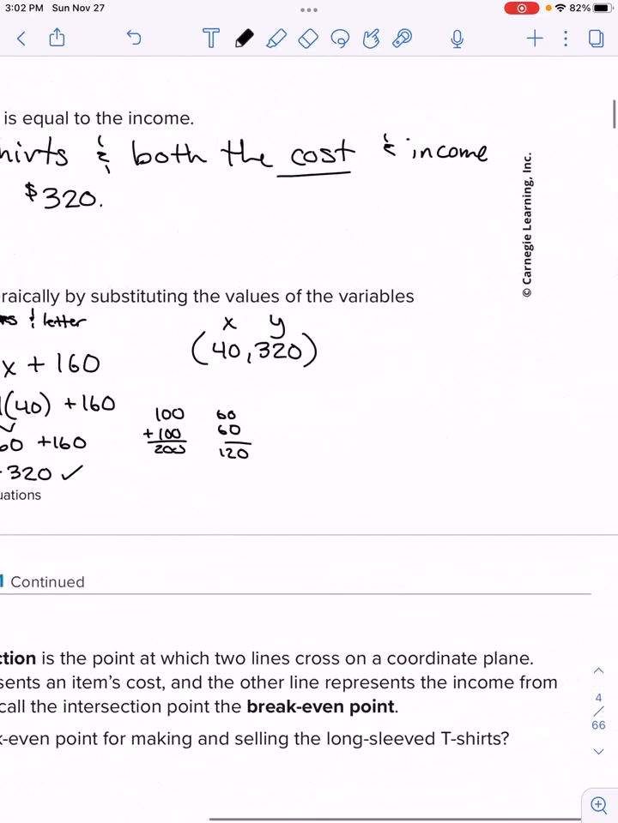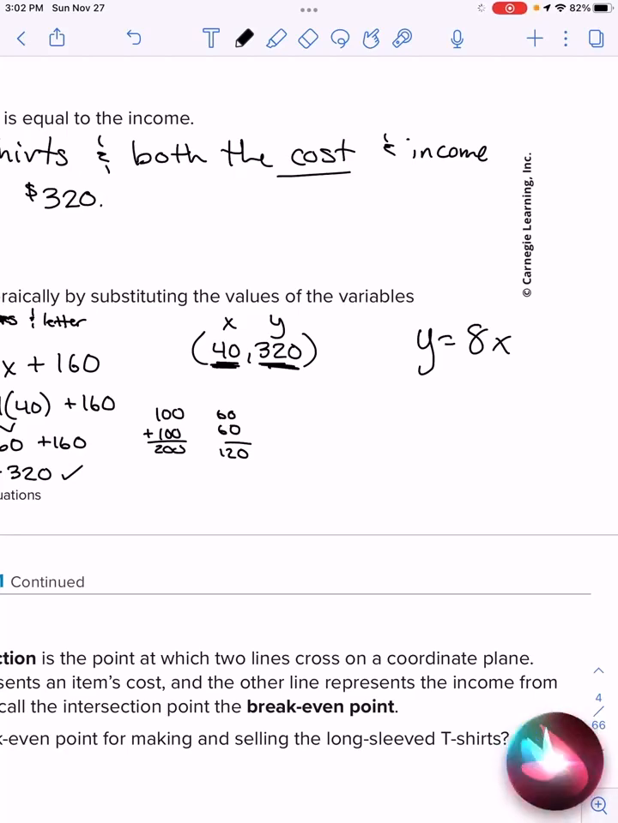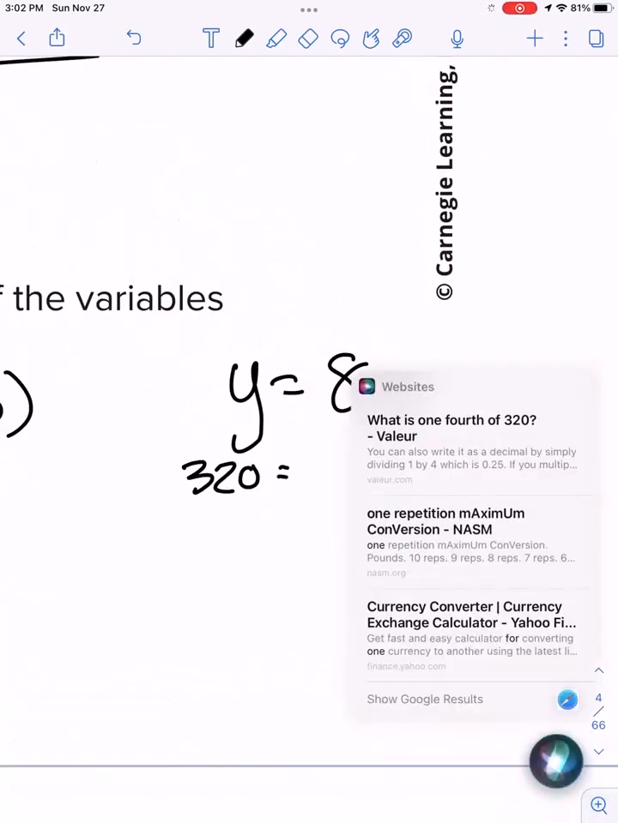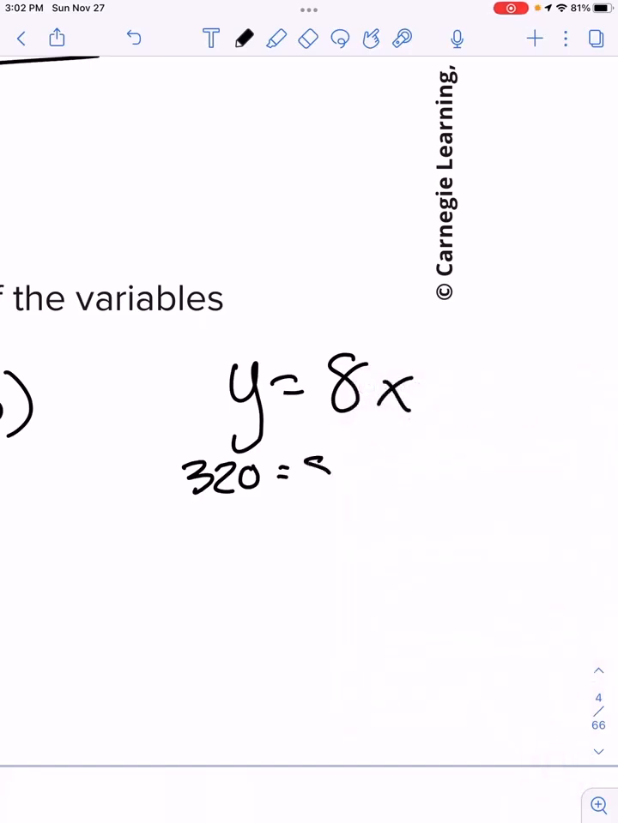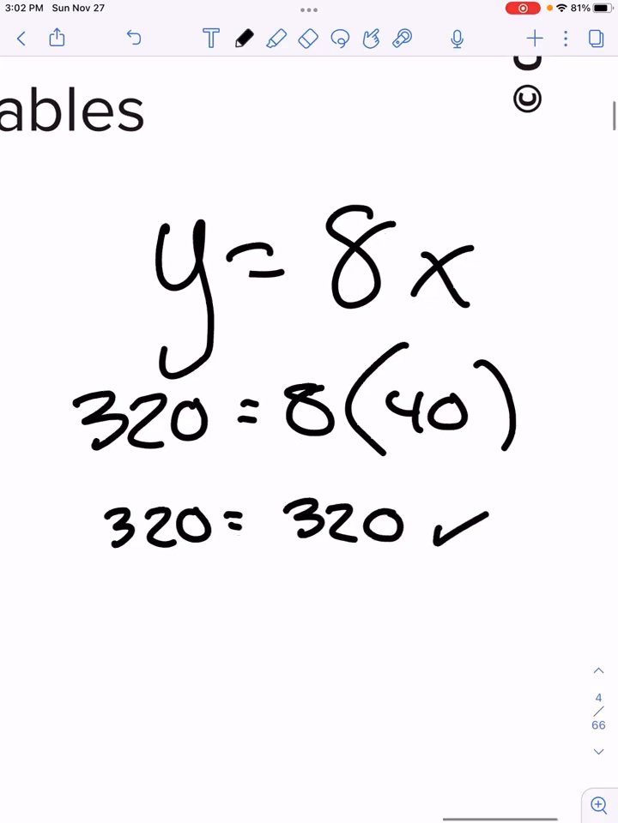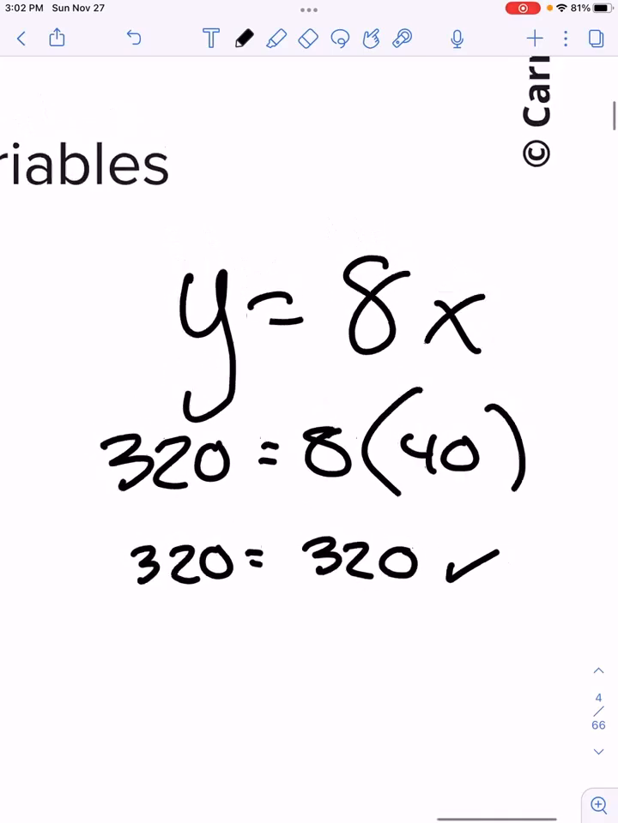The other equation was y equal to 8x. So let's plug in 40, and then we'll put in 40 for this. Okay, well, maybe I don't know what 8 times 40 is, but 8 times 4 is 32. So I'll put 32 and add a 0 at the end, another place value. That's also a true statement. So it satisfied the other equation as well.